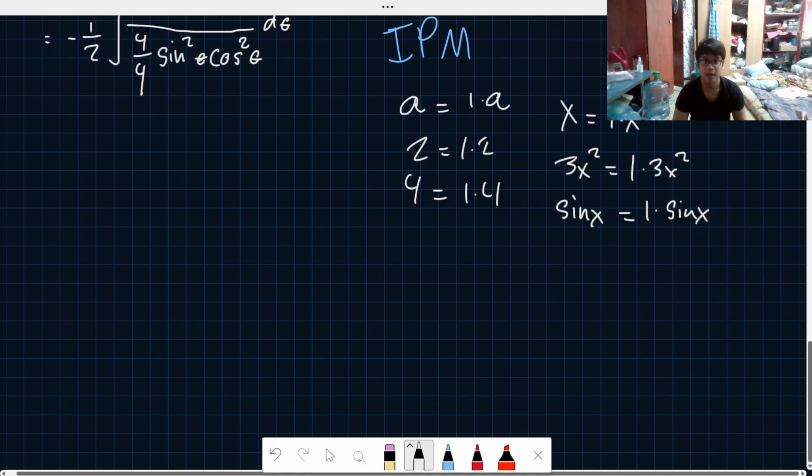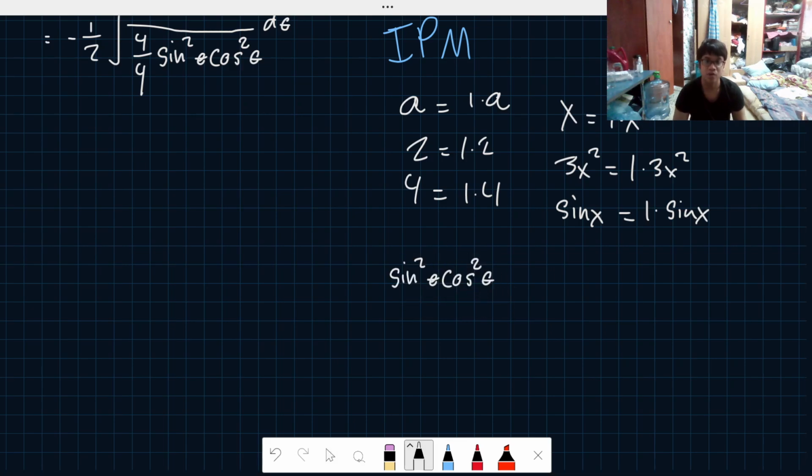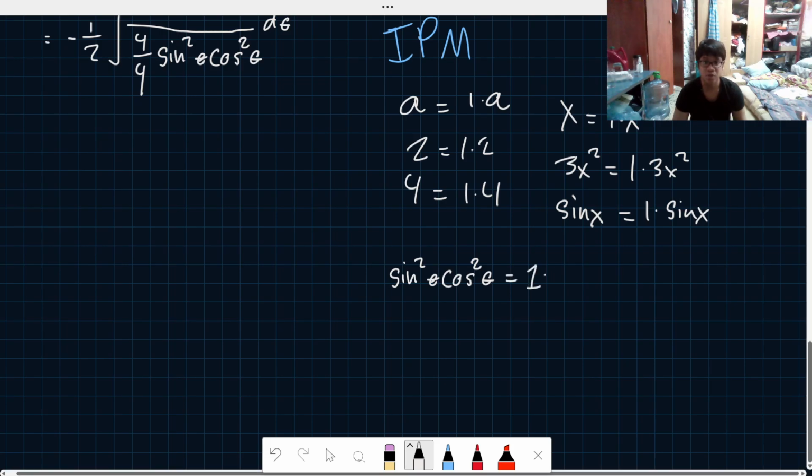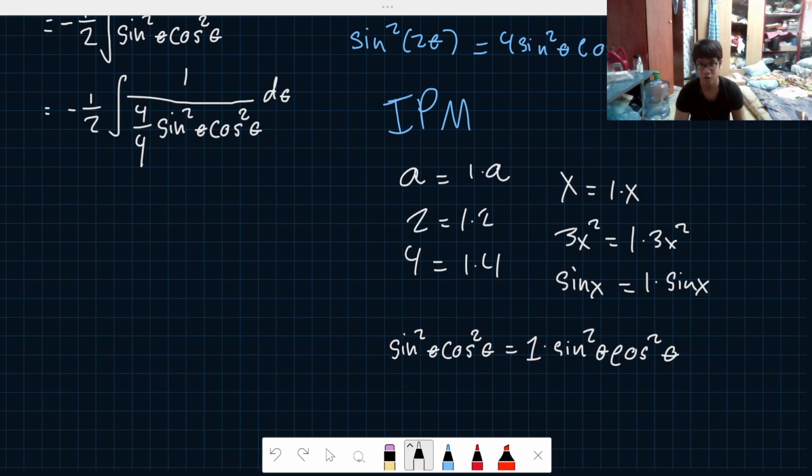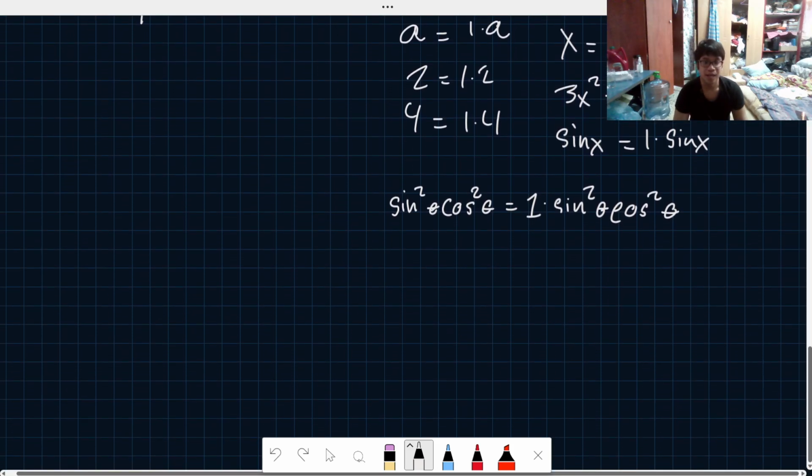So therefore, if I have sine squared theta cosine squared theta, this is just the same as 1 times sine squared theta cosine squared theta. But this is still not yet the whole reason why we have 4 all over 4. Here's the thing: you will be able to get 1 if you have a fraction where the denominator and the numerator are the same, for example, a all over a.